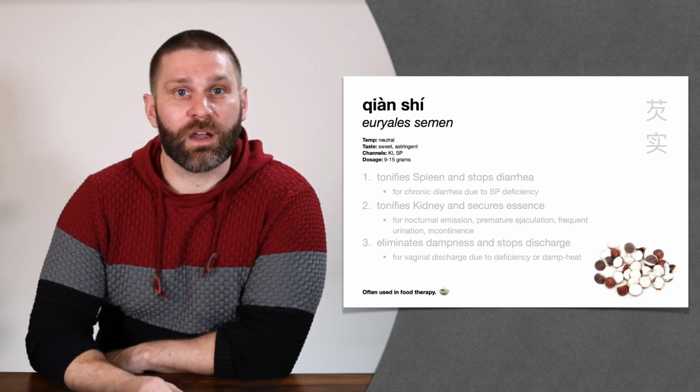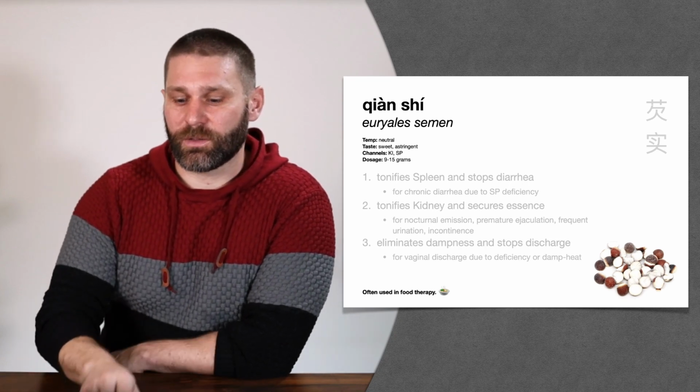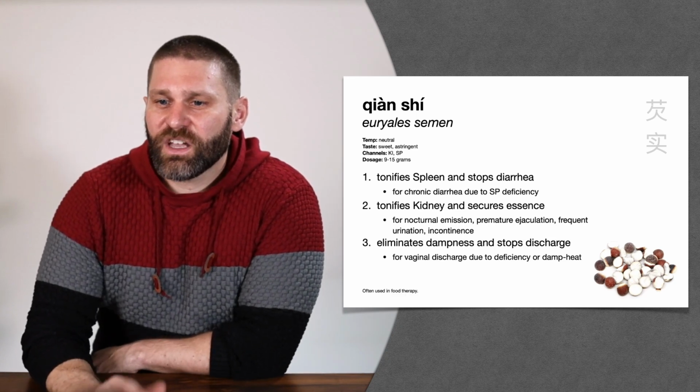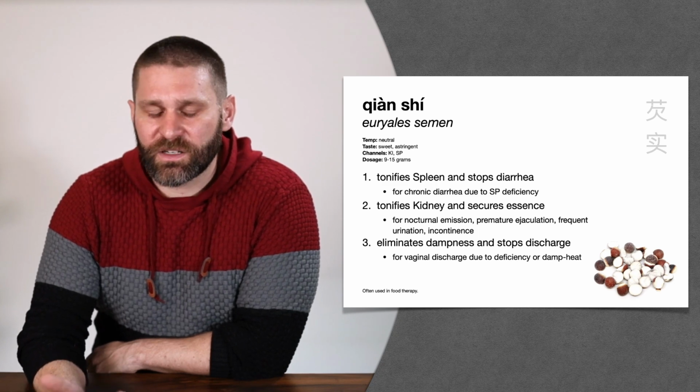So that's very common food therapy. Rice congee with ren, lianza, and qian shi. So that's qian shi. Again, these two are very similar. Lianza and qian shi, they tend to be used together as paired herbs.